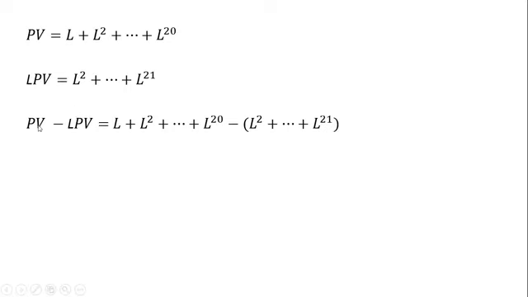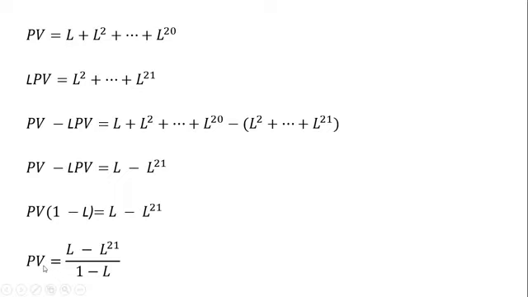And so as before, let's take the present value and subtract from it L times the present value. And once again, a lot of things will cancel. L squared minus L squared cancels. L cubed minus L cubed cancels. L to the 20th minus L to the 20th cancels. The only things that don't cancel are this L and this L raised to the 21st power. So simplifying the right-hand side, we have this. On the left-hand side, let's factor out the PV, and then divide through by 1 minus L. So we get this expression for the present value.